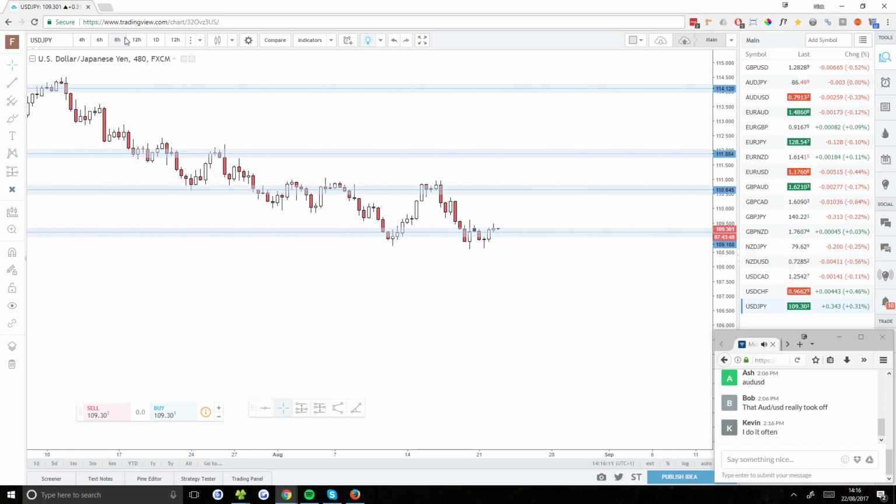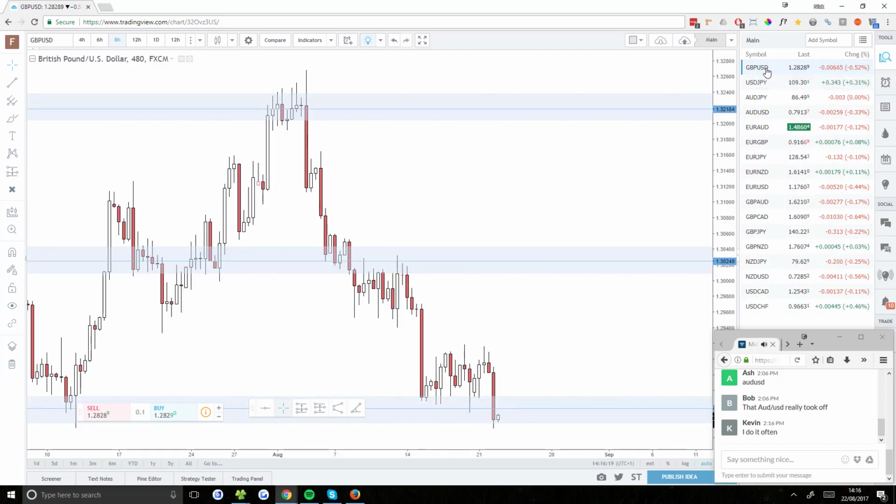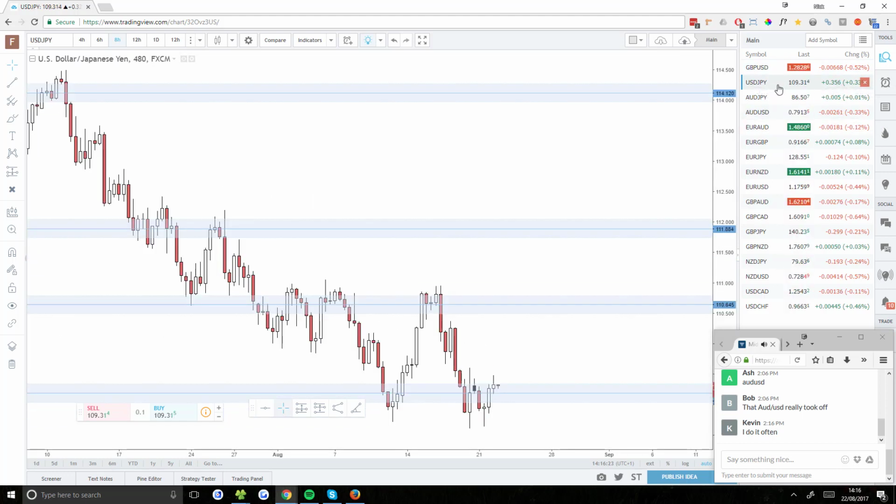So this is what I'm doing with GBPUSD and USDJPY. The likelihood is I'm probably not going to enter these setups, but I'm going to track them anyway. I might enter them. If I don't, it doesn't matter. I'm going to track them and I'm going to see how they play out. And that means in future, I might take a setup like this.